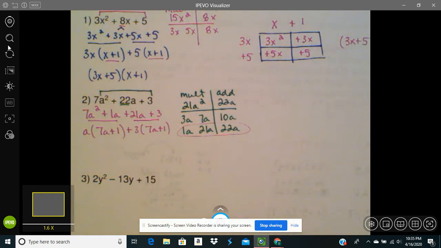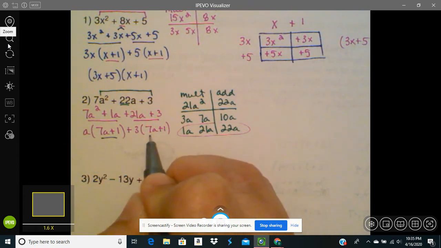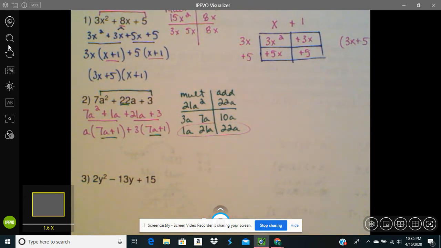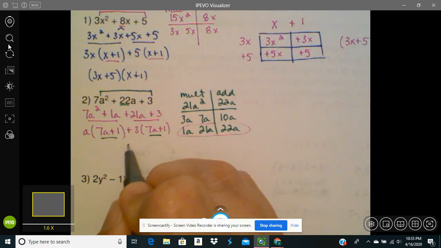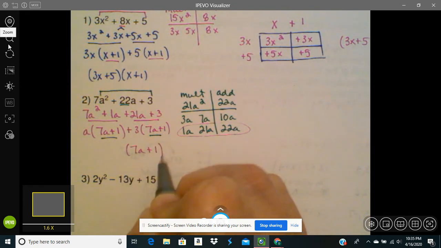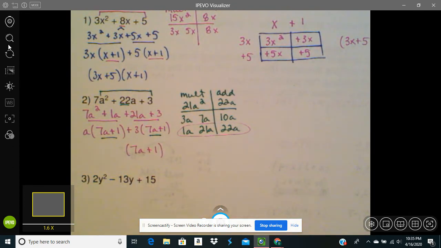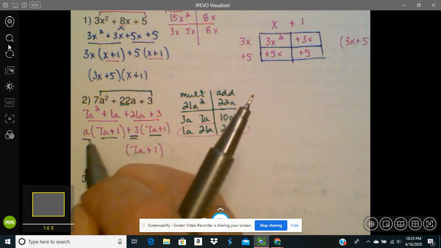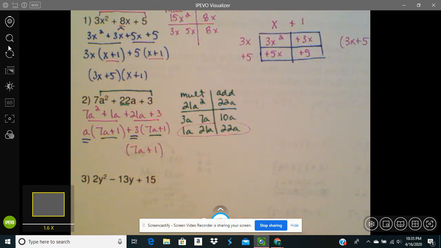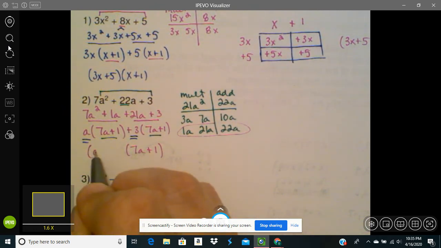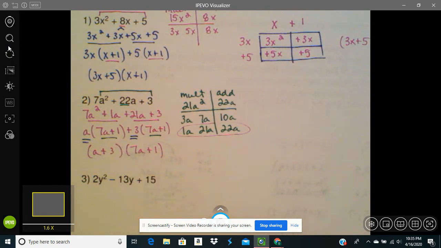And now I notice I have a common binomial factor of 7a plus 1. So I'm going to take that out here, and then I look at what's left over. I'm left with a plus 3. And I'm almost sure that's right. But remember, I'm extra. I admit it.